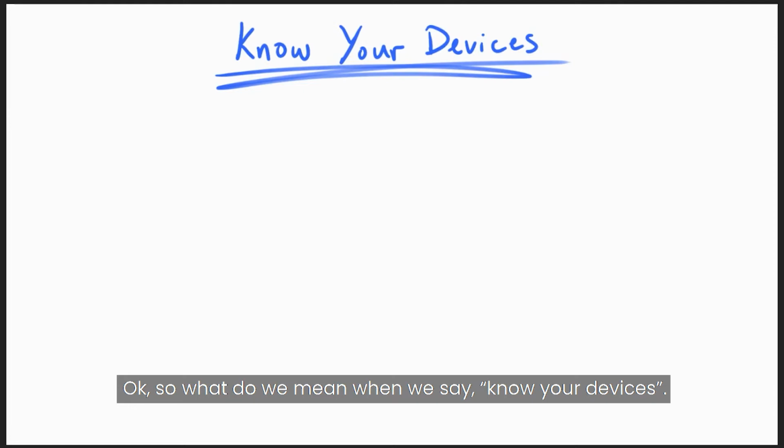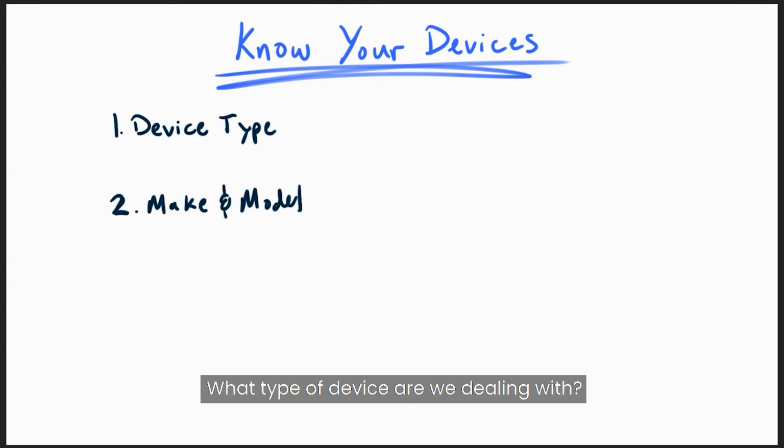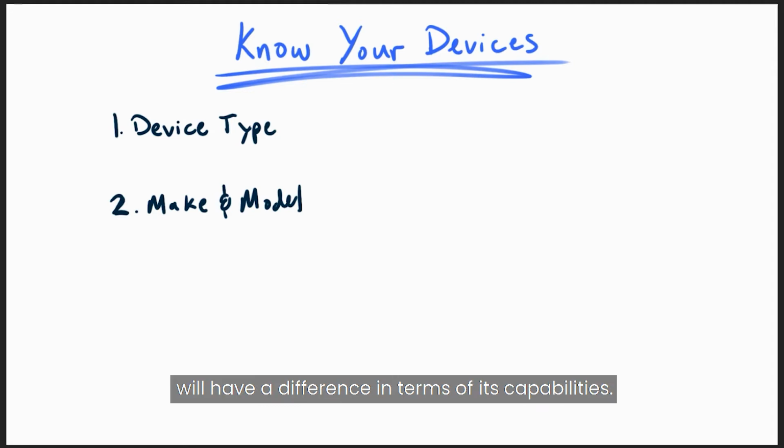Okay, so what do we mean when we say know your devices? Okay, it basically comes down to 8 different categories. Number 1, device type. All right, so we need to understand, is it a laptop? Is it a scanner, a printer, a tablet? Is it an RF scanner? What type of device are we dealing with? Number 2, make and model. Okay, so is it an iPhone 11? Is it an iPhone 12? Is it a 12 Pro Max? Okay, the specific make and model will have a difference in terms of its capabilities.